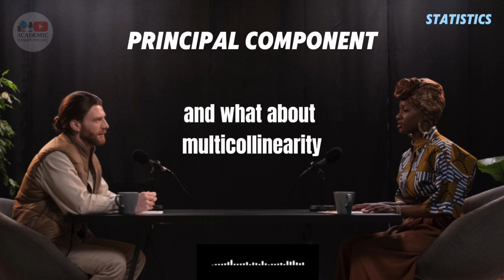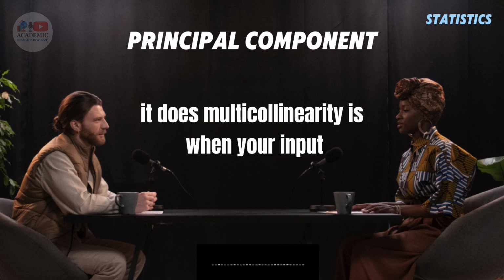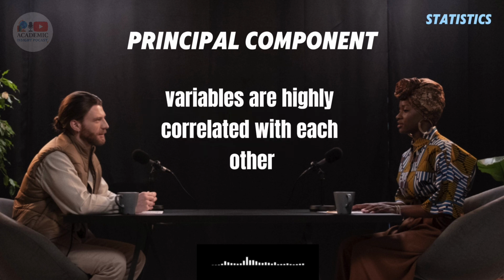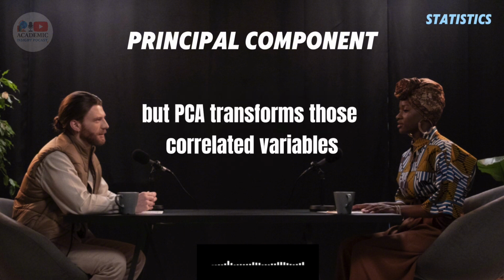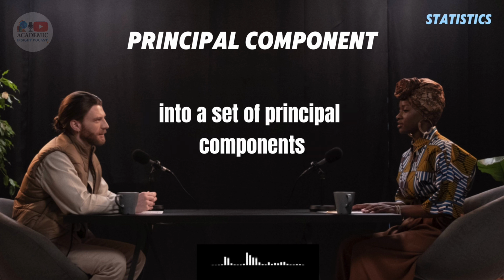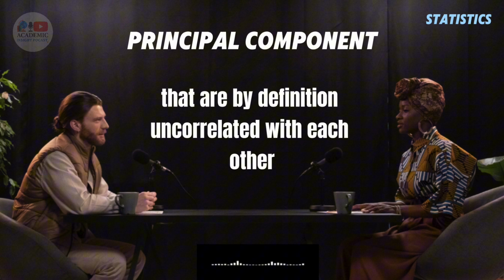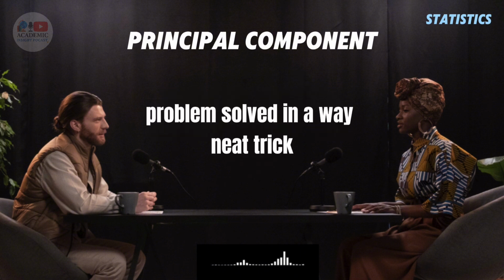And what about multicollinearity? I read PCA helps with that. It does. Multicollinearity is when your input variables are highly correlated with each other. Which can cause problems for some models, right? Exactly. But PCA transforms those correlated variables into a set of principal components that are, by definition, uncorrelated with each other. Problem solved, in a way.